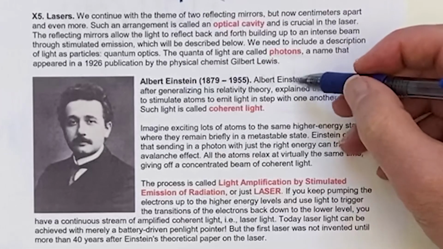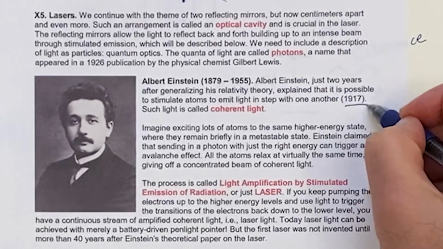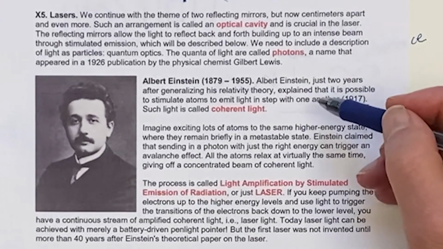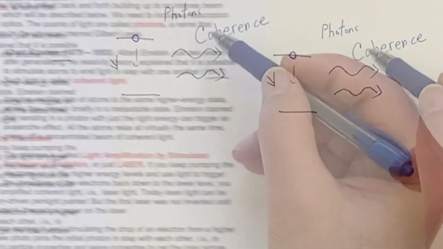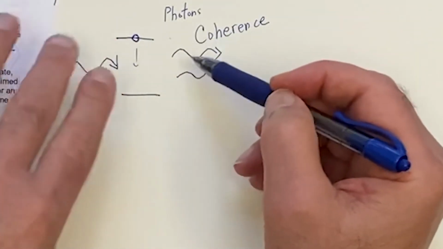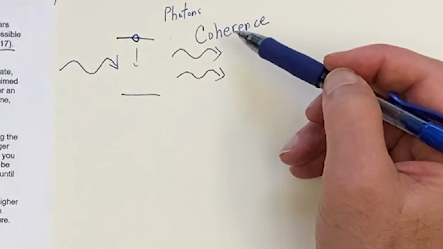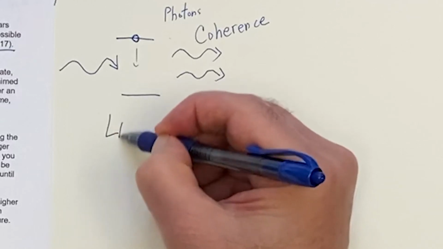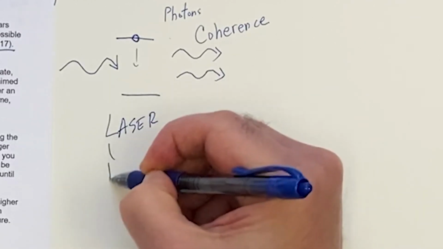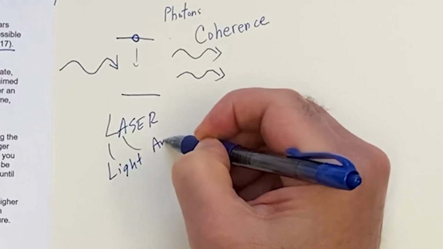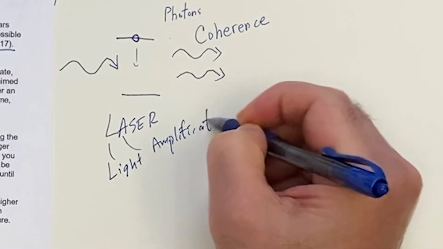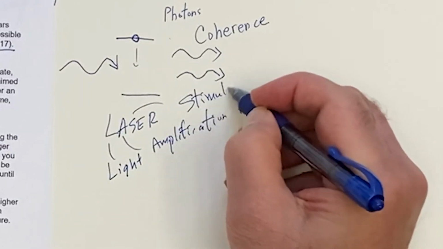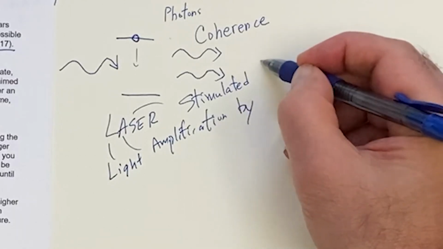So Einstein made this suggestion in 1917, and it took a few decades for it actually to be realized. But this idea of bringing these down, so you have to pump these up to get them in a higher state. Then when you send in the light, it brings them all down together, and that's going to be the definition of the laser, which is light amplification by stimulated emission of radiation.